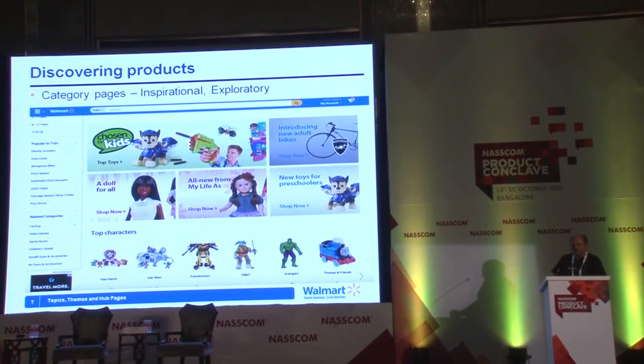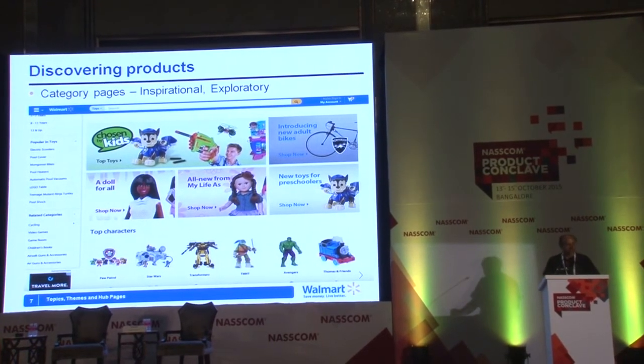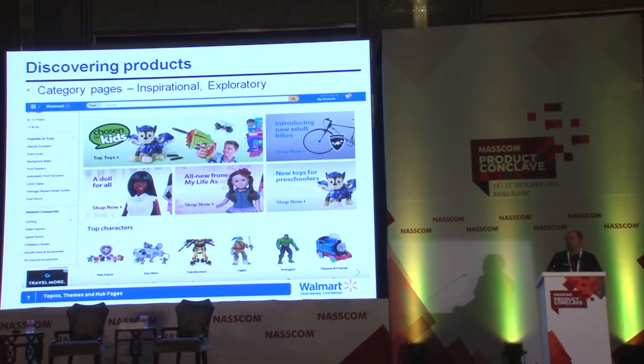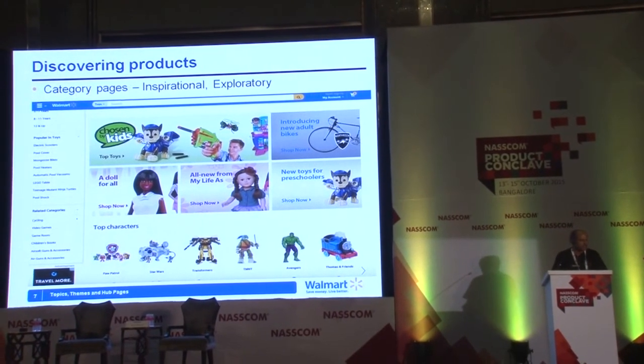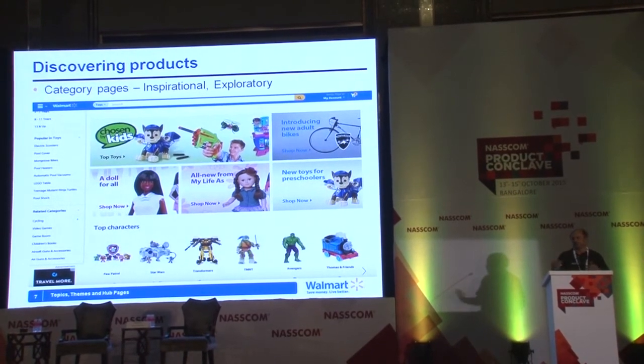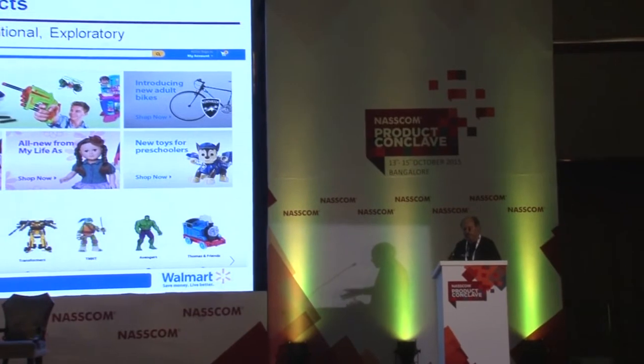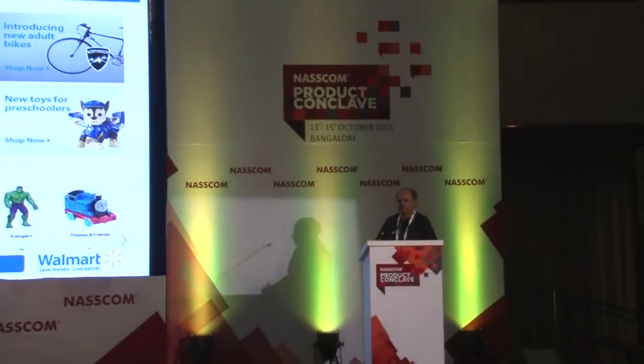Okay. Another kind of page that we have to discover products is called category pages. What's shown here is the toys page on Walmart.com. We could also think of it like electronics, TV, home video, lots of category pages there. These are also meant to be exploratory. The key goal here is to facilitate discovery.